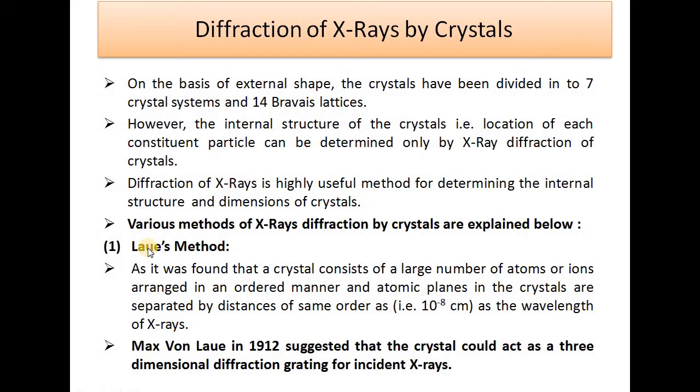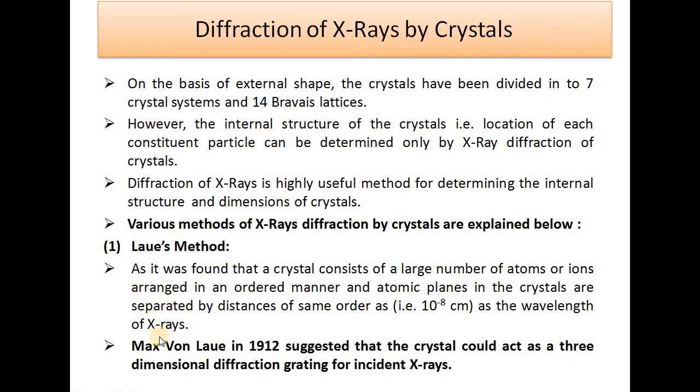As it was found that a crystal consists of a large number of atoms or ions arranged in an ordered manner, and atomic planes in the crystals are separated by distances of the same order as the wavelength of the X-rays. It was found that the atomic planes in the crystals are separated by a distance of the order of 10 raised to power minus 8 centimeter, which is the same order as the wavelength of X-rays.